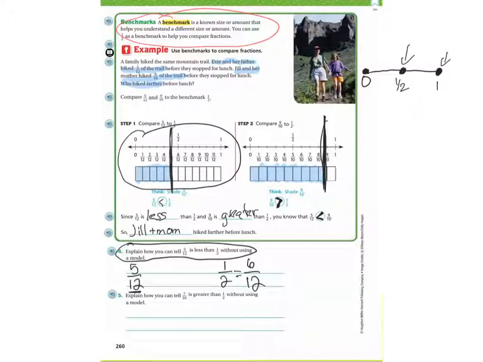And how can I do that? This gets into what you already know. I know that 6/12 is equal to 1/2. Since 5 is less than 6, I know 5/12 is less than 6/12, or 1/2. Easy, right? Pretty cool.